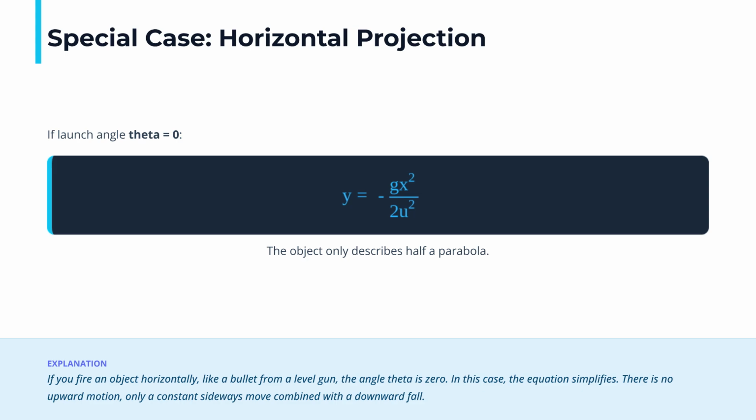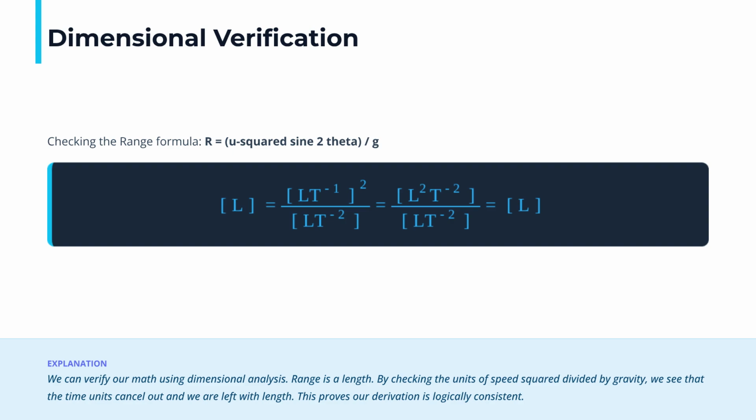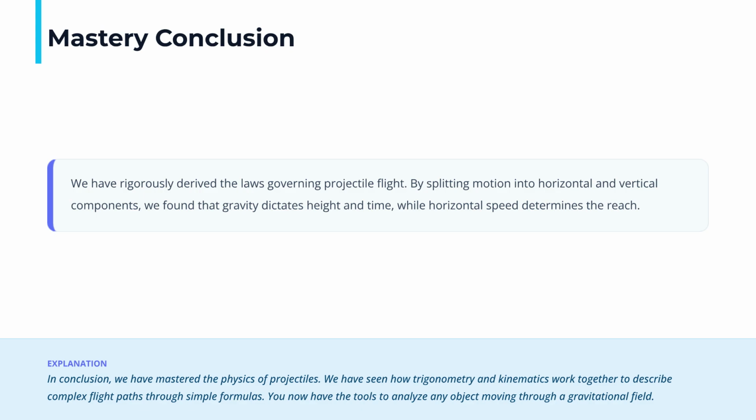If you fire an object horizontally, the angle theta is 0. In this special case, the object only describes half a parabola with constant sideways motion and downward fall. We can verify our math using dimensional analysis. Checking the units proves that our range derivation is logically consistent, resulting in a length unit. In conclusion, we have rigorously derived the laws governing projectile flight. You now have the tools to analyze any object moving through a gravitational field.